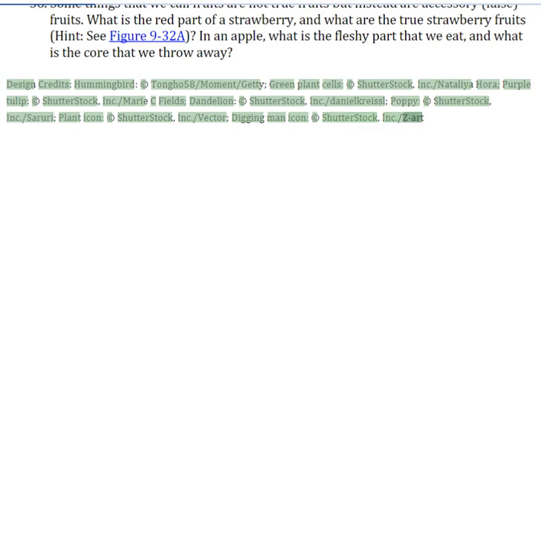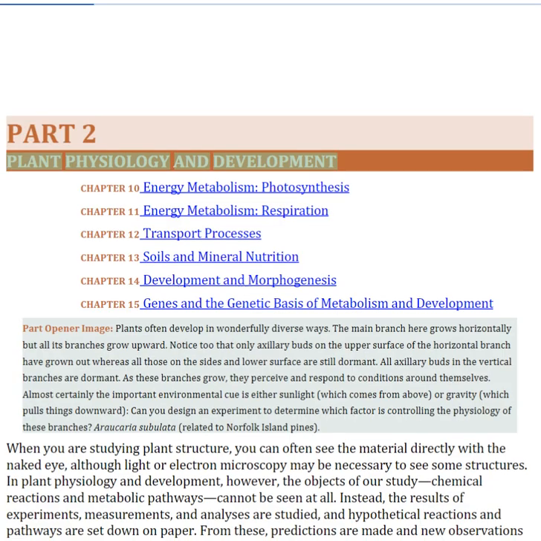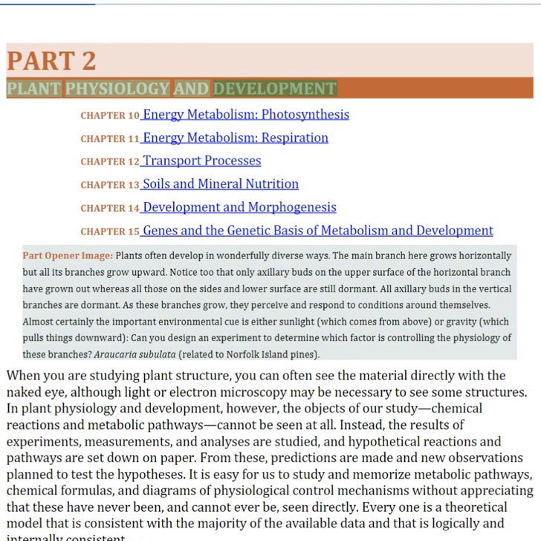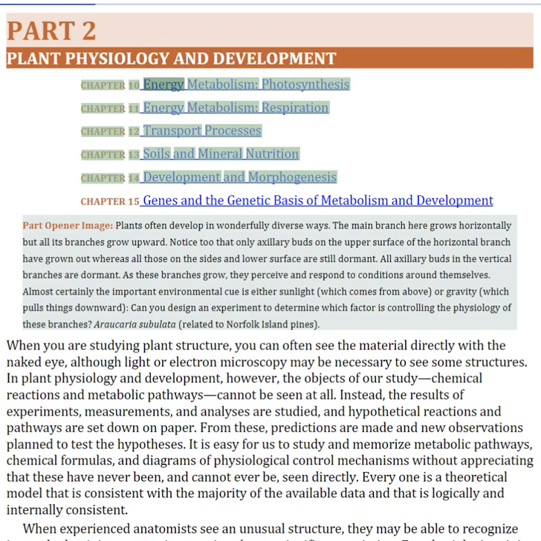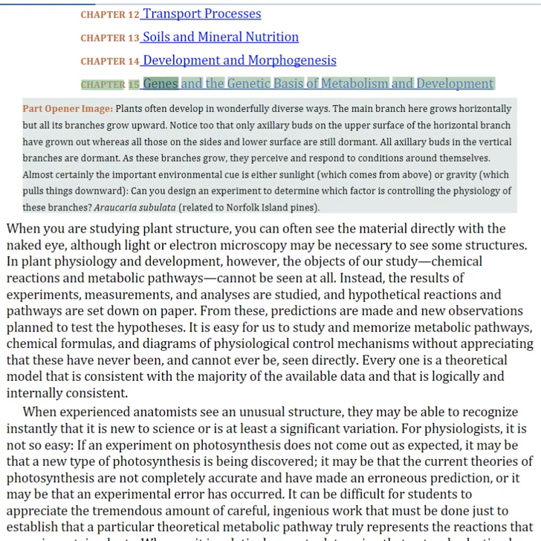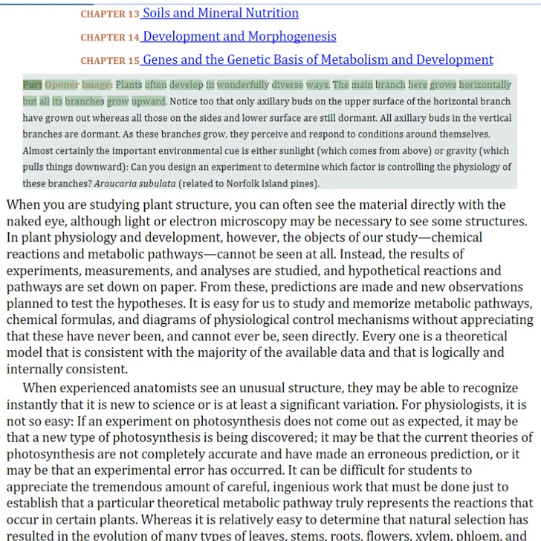Part 2. Plant Physiology and Development. Chapter 10 Energy Metabolism, Photosynthesis. Chapter 11 Energy Metabolism, Respiration. Chapter 12 Transport Processes. Chapter 13 Soils and Mineral Nutrition. Chapter 14 Development and Morphogenesis. Chapter 15 Genes and the Genetic Basis of Metabolism and Development. Part Opener Image. Plants often develop in wonderfully diverse ways.